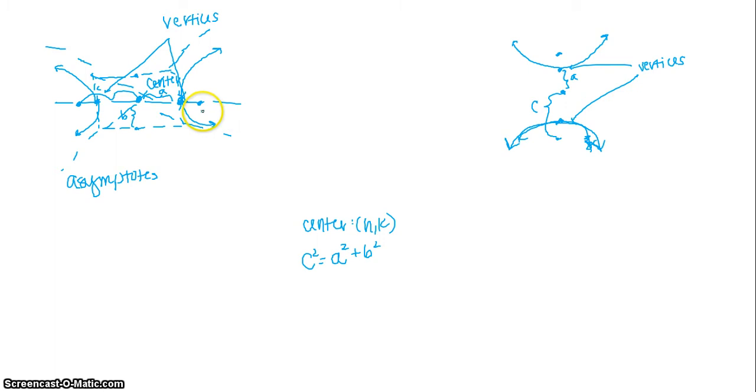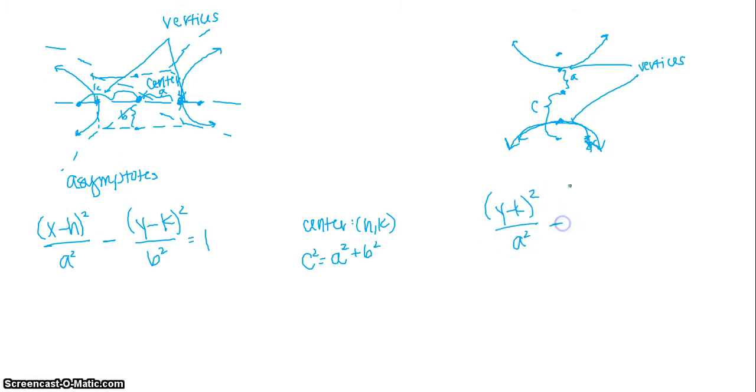For your horizontal transverse axis, for my branches that are going to the left and to the right, my formula is (x minus h) squared over a squared minus (y minus k) squared over b squared equals 1. If I have a vertical transverse axis, then it's going to be (y minus k) squared over a squared minus (x minus h) squared over b squared equals 1. So for both of them, they need to be minus.